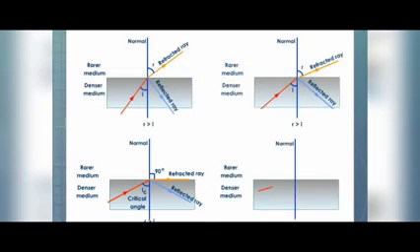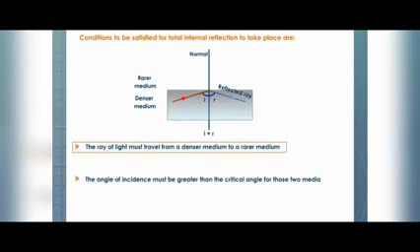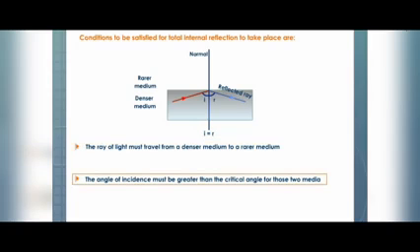If we further increase the angle of incidence, the light ray, instead of getting refracted, bounces back into the same medium, obeying the laws of reflection. This is known as total internal reflection. Conditions to be satisfied for total internal reflection to take place are: the ray of light must travel from a denser medium to a rarer medium. The angle of incidence must be greater than the critical angle for those two media.